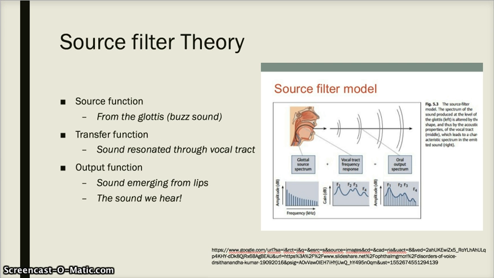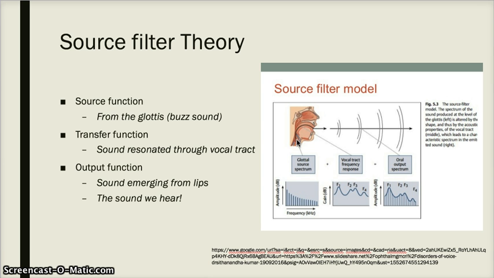So to sort of sum all of that up, I'm going to talk about the source filter theory. So there are 3 parts to this. There is the source function, the transfer function, and the output function. So the source function is obviously the source. It is that buzzing sound that comes down here from our glottis.